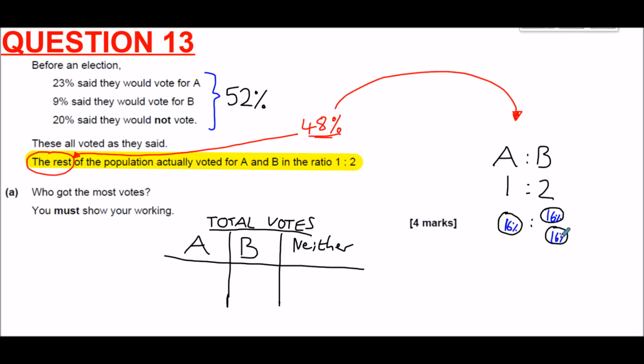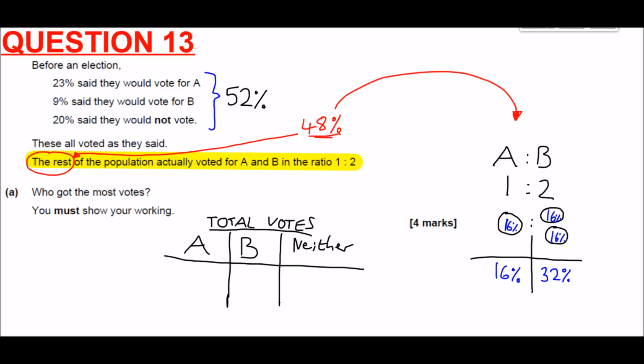And so of these other 48%, those that voted A was 16%. Those that voted B, 16 times 2, was 32%. As a double check, 16 plus 32 does give us 48. So now we can work on these grand totals.